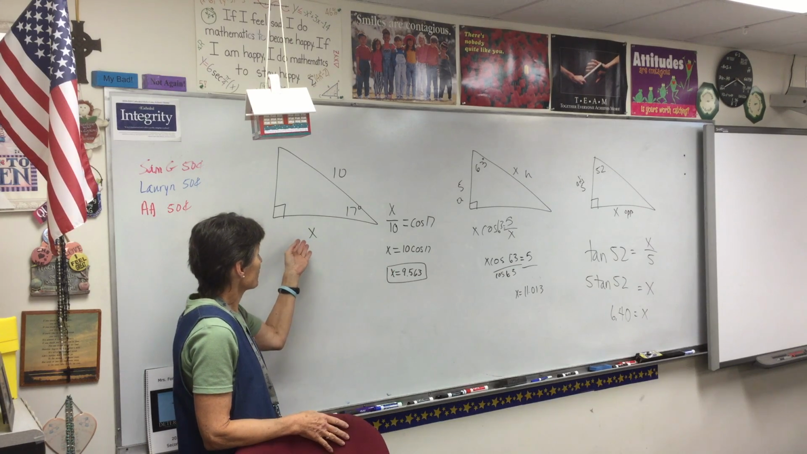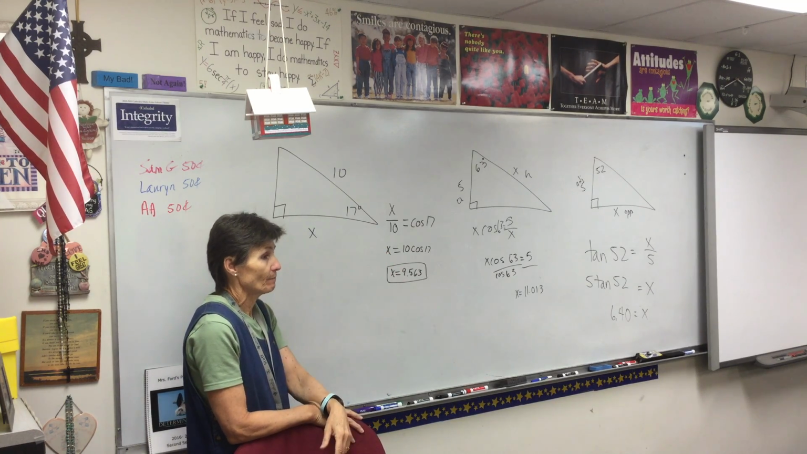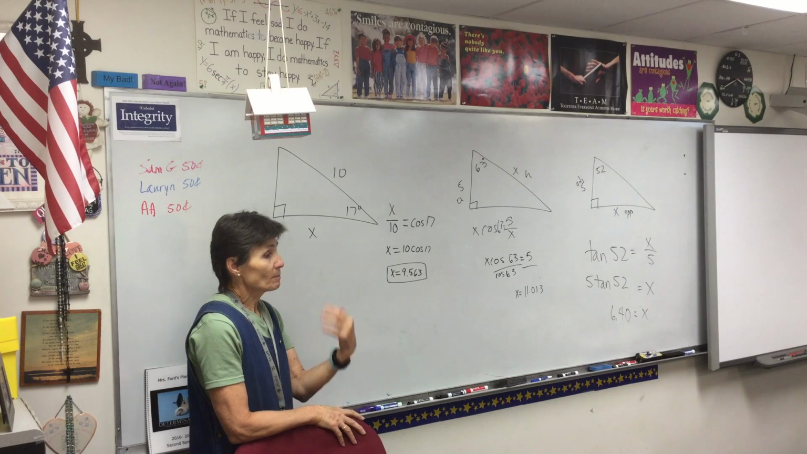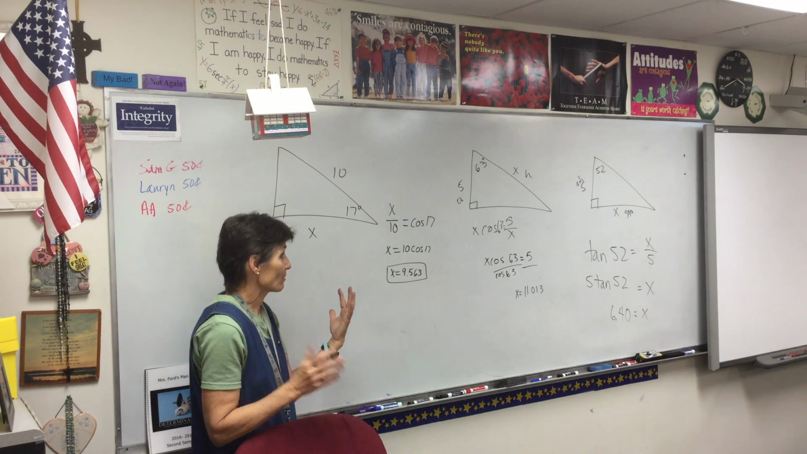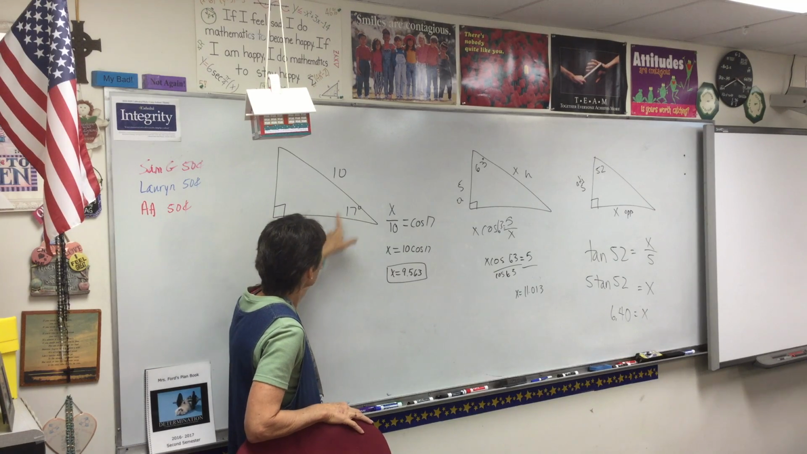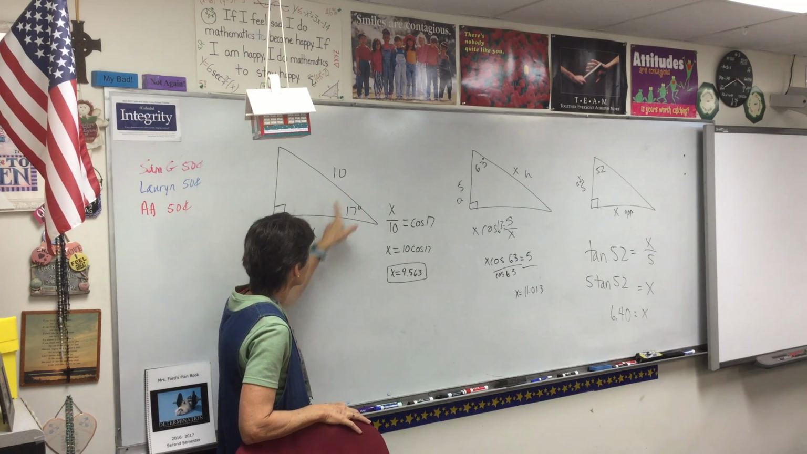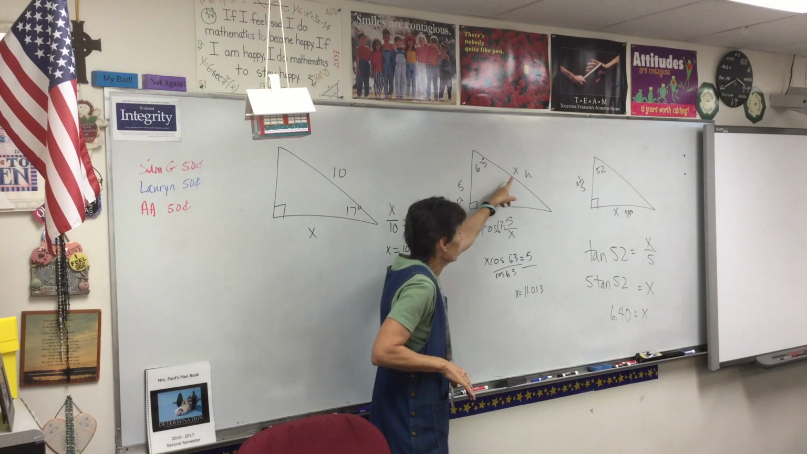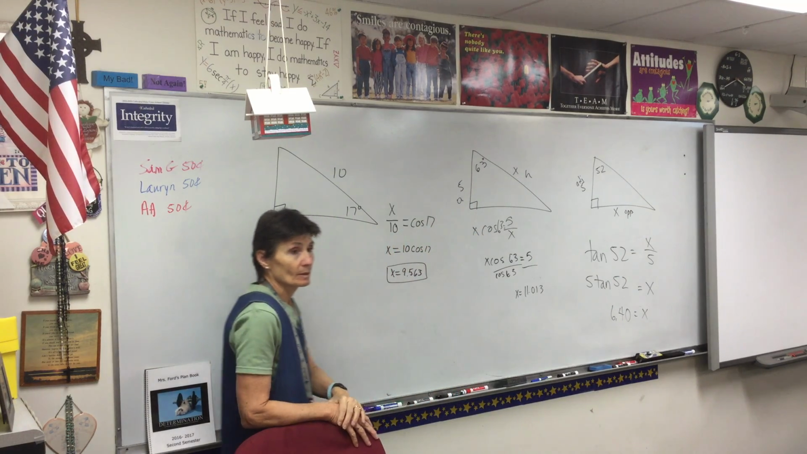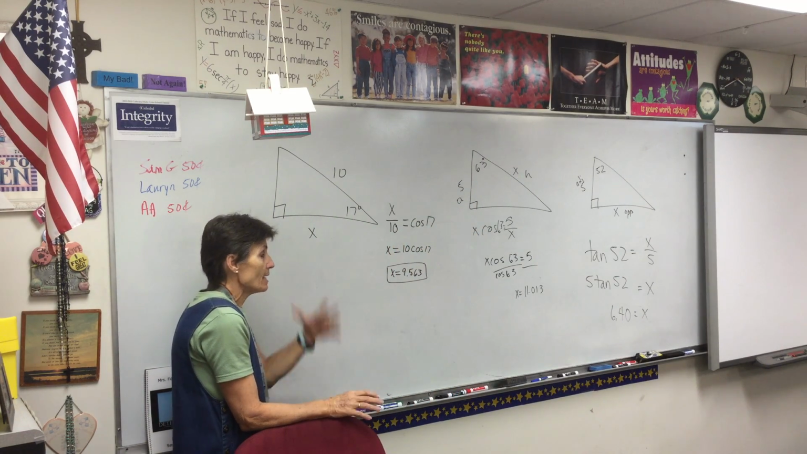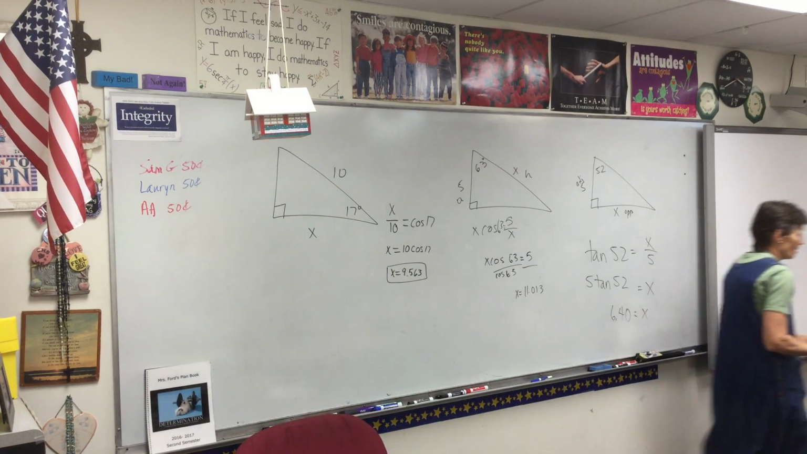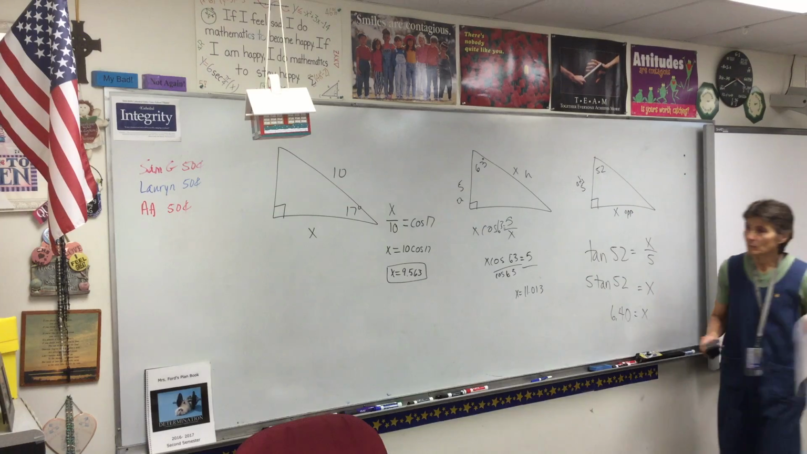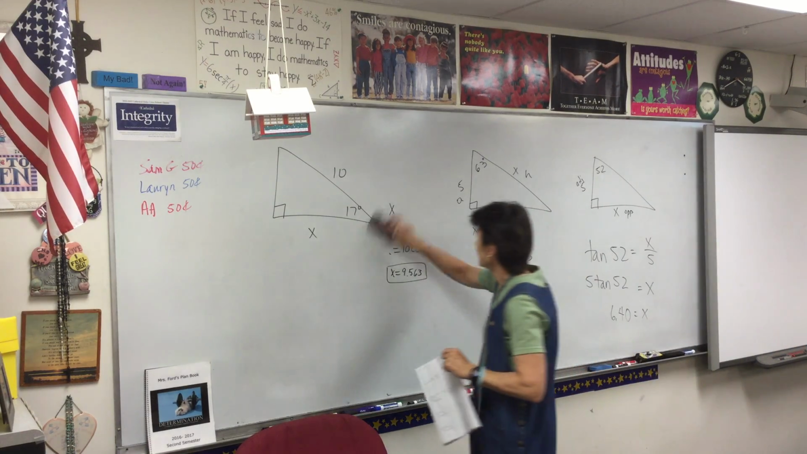Does everybody understand why both guys used cosine? Yes. The problems are set up differently, the angles are in different spots, but it doesn't matter. You look at the angle and which two sides you have. Adjacent, hypotenuse. Adjacent, hypotenuse. Okay? Now, the moment you've been waiting for. What in the world can we do with all this newfound information?